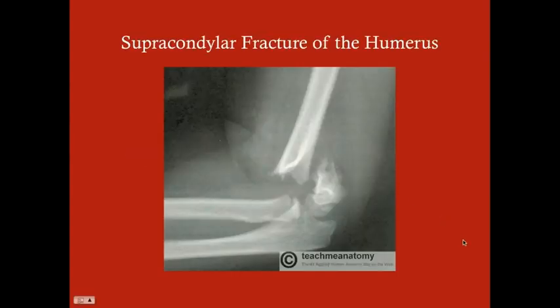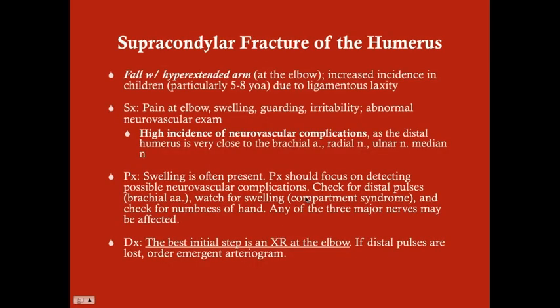Okay, the supracondylar fracture of the humerus. Now this is a fracture that tends to happen in children. And the reason, well, let's just first take a quick look at it. So this is a distal fracture because it's just right above the condyles. And the reason that this has a tendency to happen in children is because this is a fall with a hyperextended arm. That's what causes this.